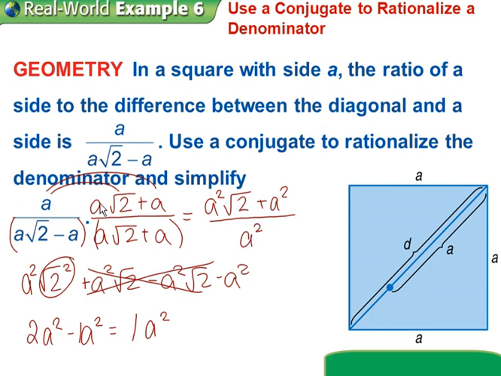And now I notice they all have an a squared, so we can cancel an a squared out of every term. We're left with the square root of 2 plus 1. That's our answer. Okay, that is the end of lesson 7.5.